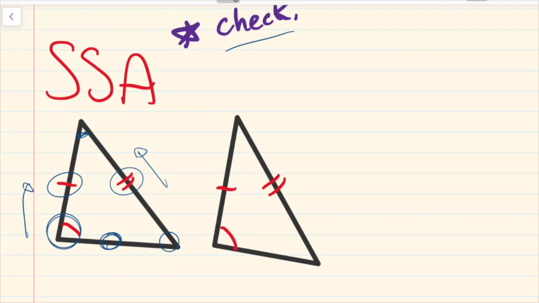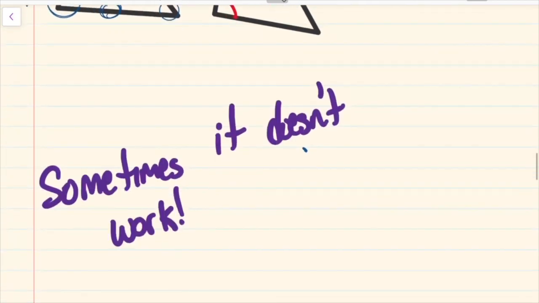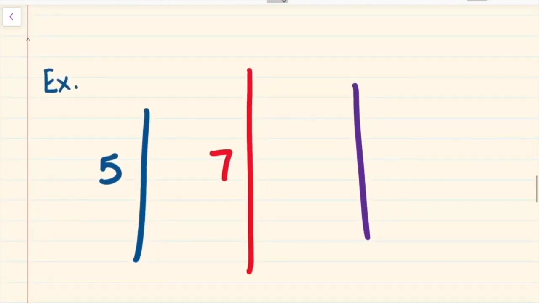The side-side-angle theorem doesn't work all the time. And today we're going to talk about why that's the case. Why is specifically SSA the one that doesn't work all the time? And let me tell you why. I'm going to tell you by working on this example.